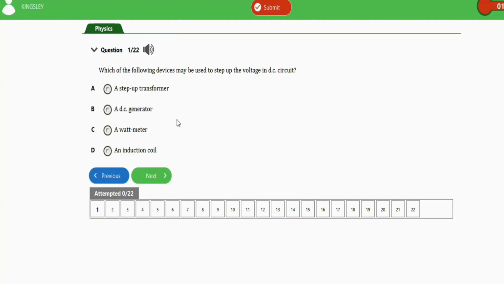The first one I have here says, which of the following devices may be used to step up the voltage in a DC circuit? We have a step-up transformer, a DC generator, a wattmeter, and an induction coil. So the right option to this question is option A, which is a step-up transformer. Okay, so that's the answer.